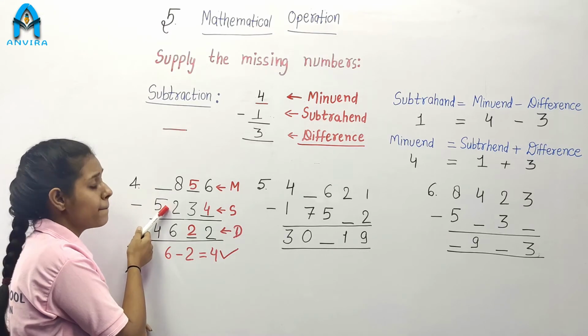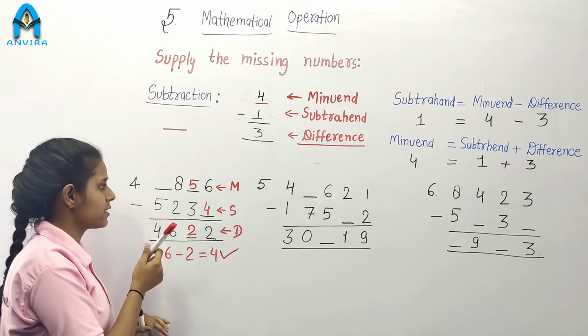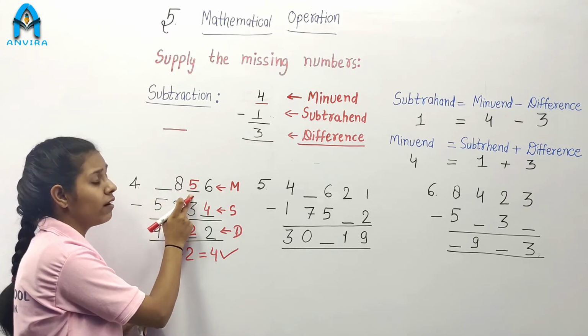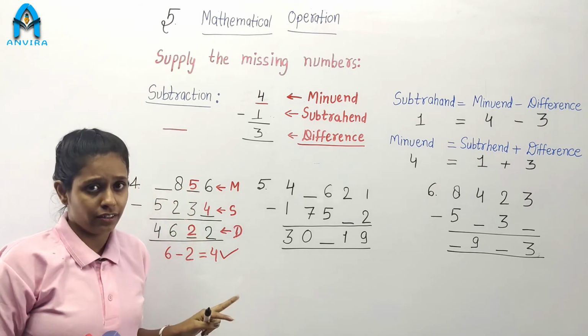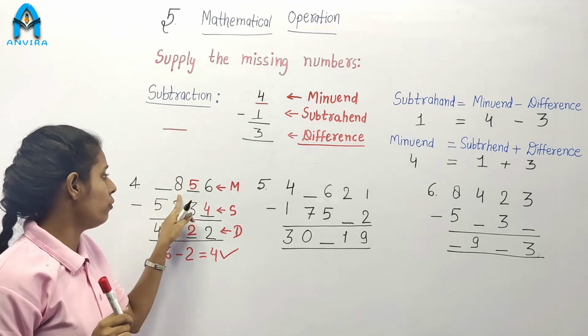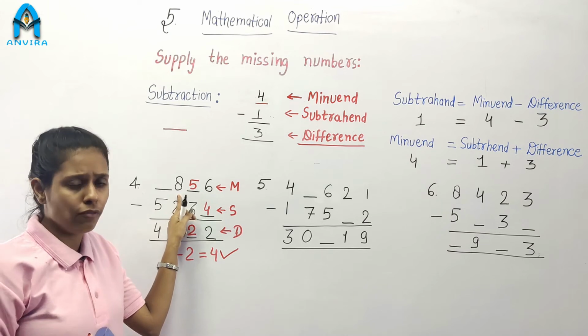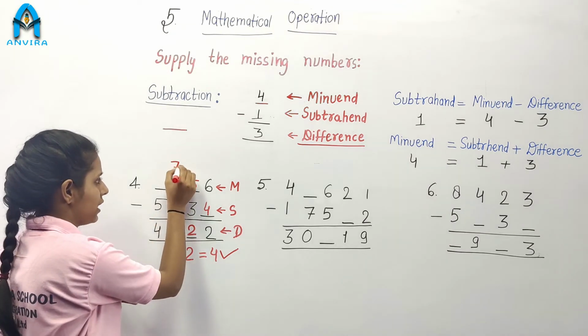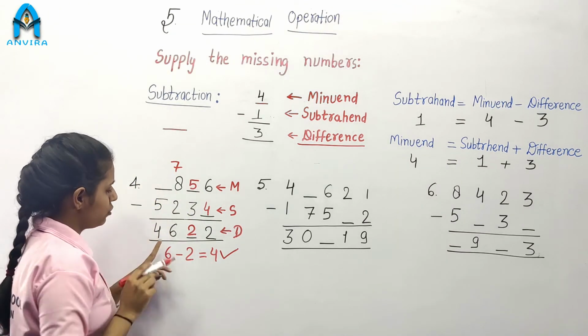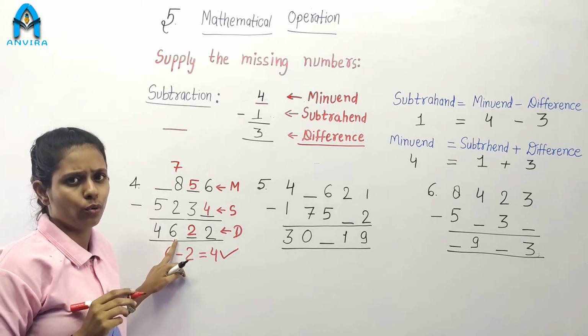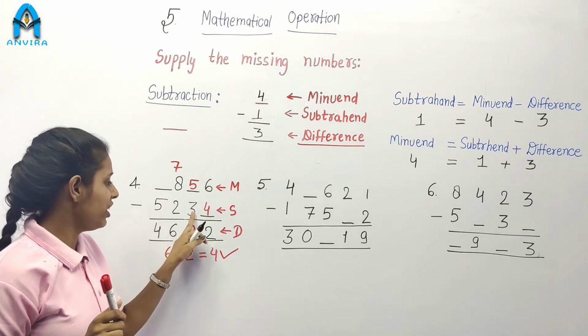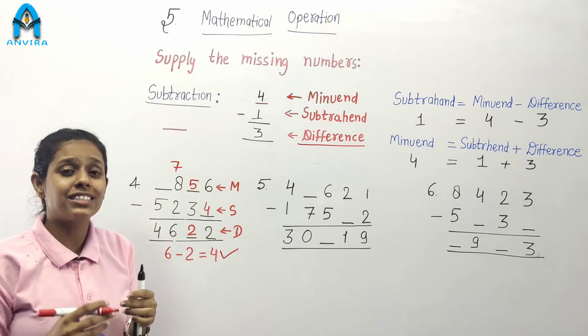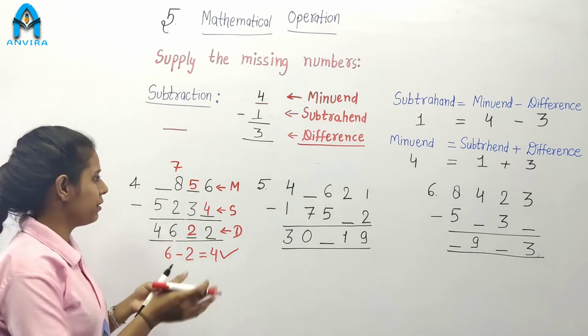8 minus 2 is 6. If we take a number less than 3, we have to borrow from 8. If we borrow, that is number 7. 7 minus 2 is 6. No, that's why we take a number greater than 3.